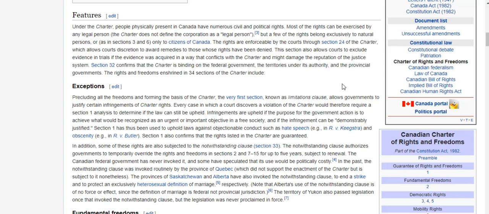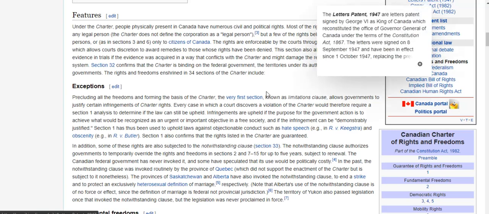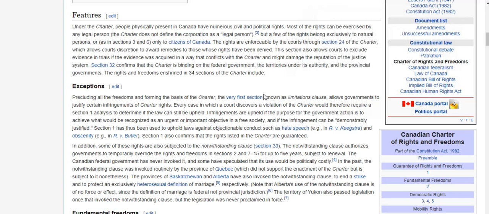The rights and freedoms enshrined in 34 sections of the Charter include exceptions precluding all the freedoms and forming the basis of the Charter. The very first section, known as the Limitations Clause, allows governments to justify certain infringements of Charter rights. Every case in which a court discovers a violation of the Charter would therefore require a Section 1 analysis to determine if the law can still be upheld.